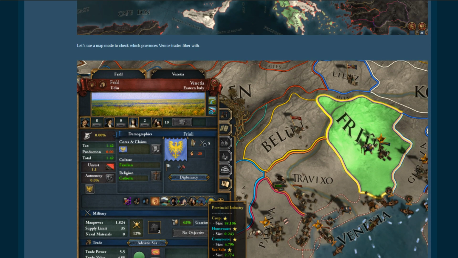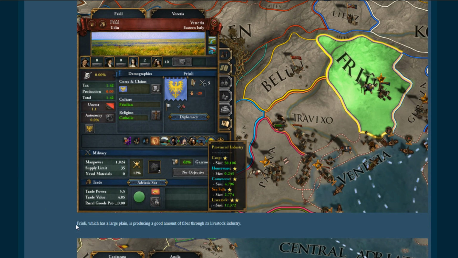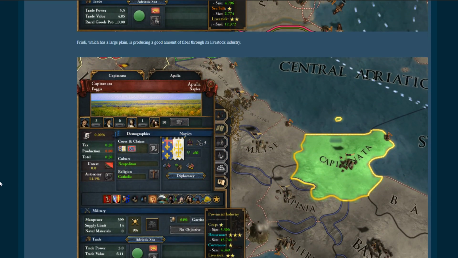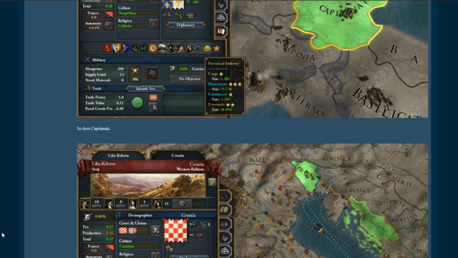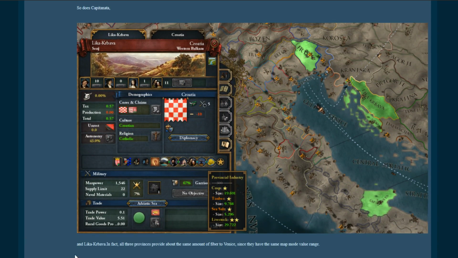So moving down again, this is Friuli, which has a large plain and it's producing a good amount of fiber through its livestock industry. So livestock 12.372, and yeah, it's creating that and exporting it to Venetia. Capitanata as well. Lots of livestock, selling it to Venetia. I assume maybe it's selling it to more than just one province. I assume so. And then Lika Krabavka, something like that.